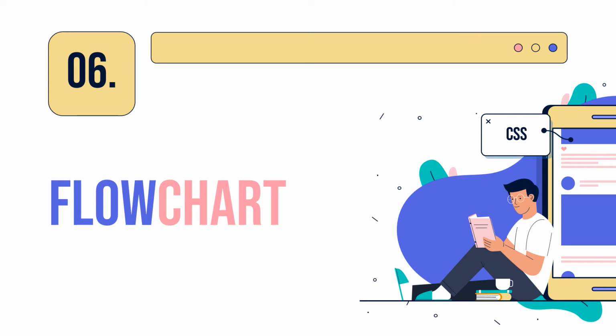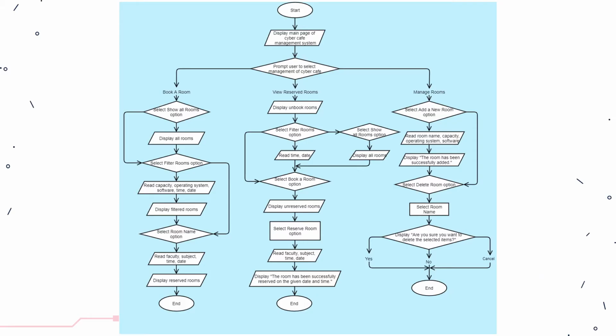Next, I will be presenting the flowchart of the Cybercafe Management System. So start. Then the main page of the Cybercafe Management System will be displayed. The user will be prompted to select management of the cybercafe. There are three options they can select, which are book a room, view reserved rooms, and manage rooms. For the book a room option, there are three options given in it: select show all rooms, select filter rooms, and select room name. When they select the show all rooms option, the system will display all rooms. When they select the filter rooms option, they need to enter the capacity, operating system, software, time, and date. The system will read them and display the filtered rooms.